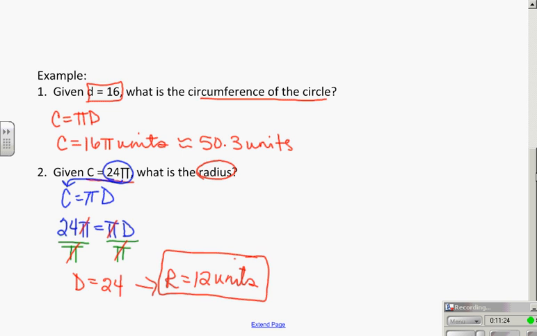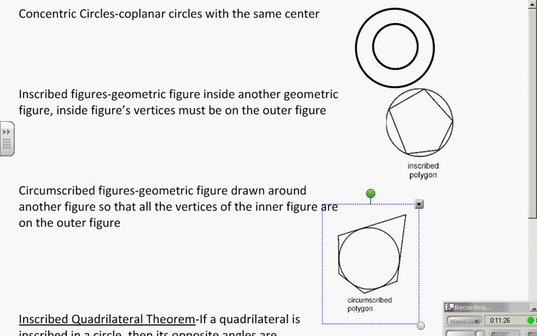Had you multiplied 24 by pi and then rounded and taken 3.14 and divided, you would not have gotten a nice, even, exact answer like 12.